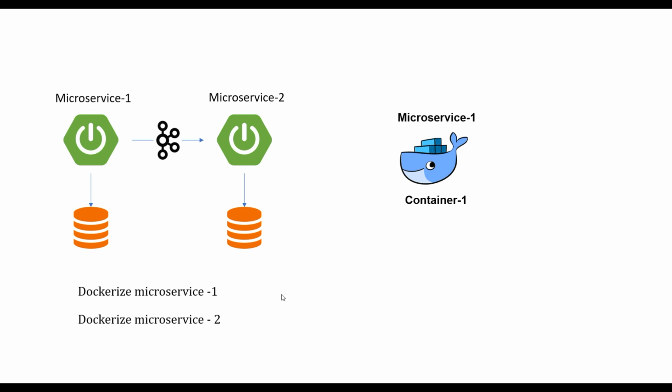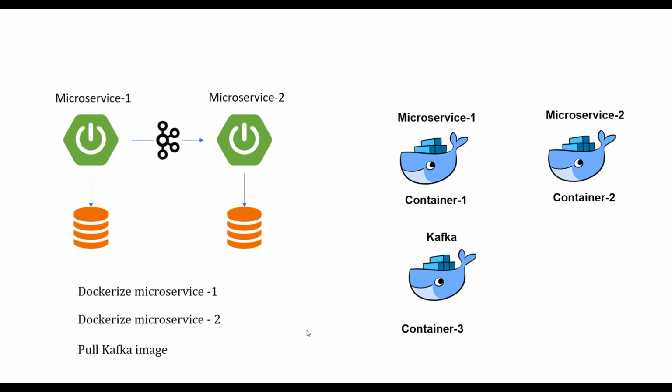In a similar way, I need to Dockerize microservice 2, then I can run it in container 2. Then I can pull the Kafka image from the Docker registry or Docker Hub and run that Kafka instance in container 3. Similarly, I can pull a database image from Docker Hub and run that database instance in container 4. So this is how I can deploy my application to multiple containers, as we did in containers 1, 2, 3 and 4. And I can manage these containers as well, because the count is very small, isn't it? I am just using 4 containers.